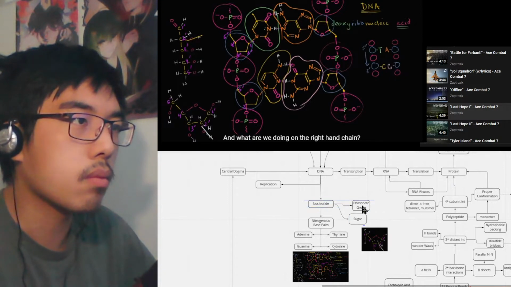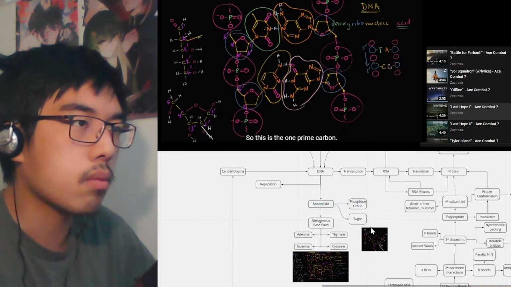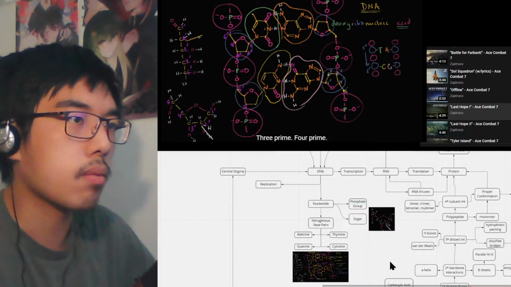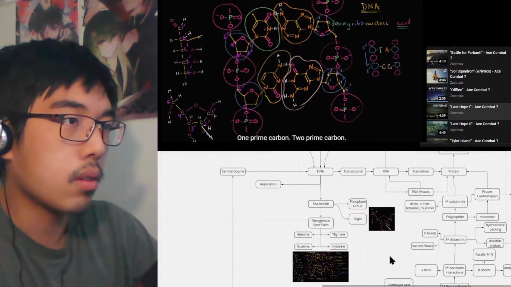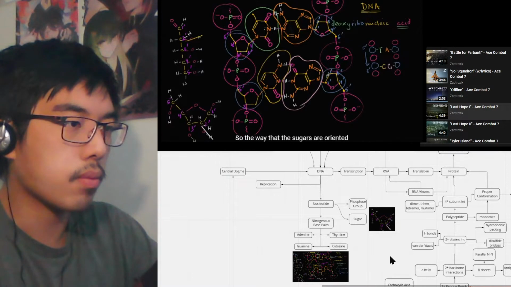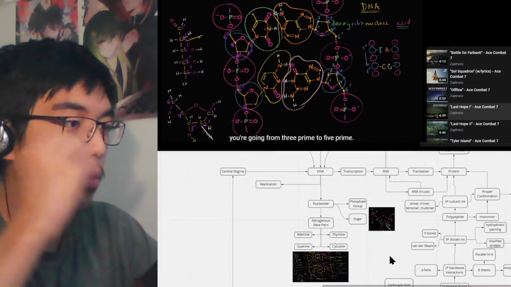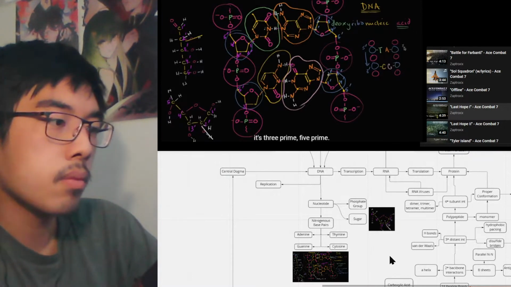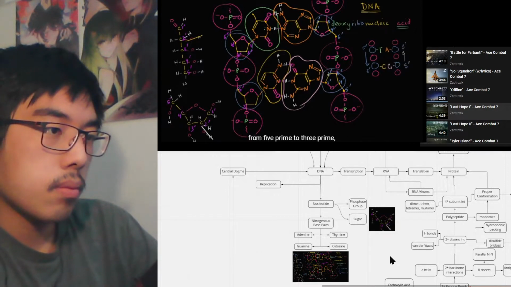And what are we doing on the right-hand chain? Well, let's number them again. This is the 1' carbon. Now this strand relative to the other is upside down. It's inverted. So 1' carbon, 2' carbon, 3' carbon, 4' carbon, 5' carbon. Here you're going from phosphate, 3', 5', phosphate, 3', 5', phosphate. So the way the sugars are oriented, going from top to bottom, you're going from 3' to 5' on the right-hand side. And if you wanted to draw an arrow from 5' to 3', you could look at it like that.